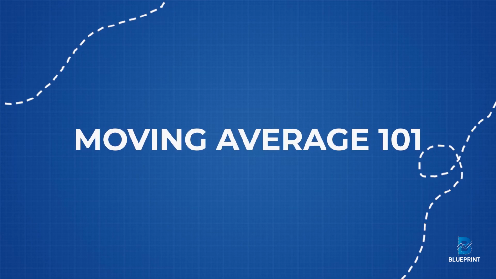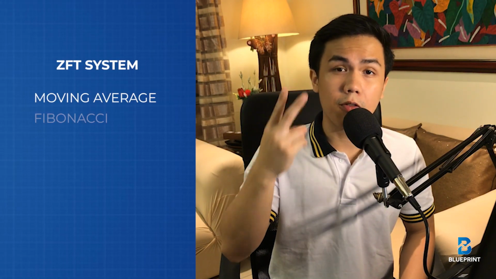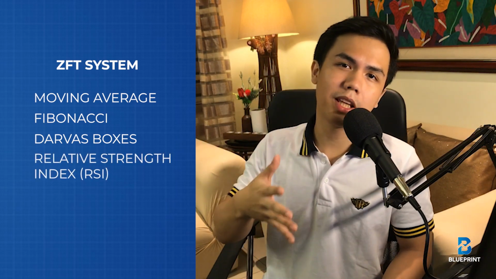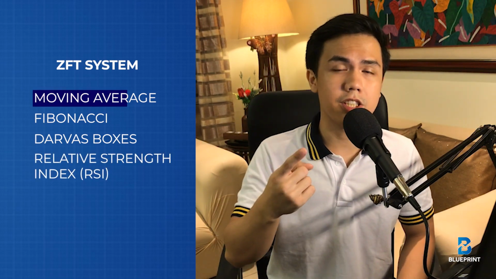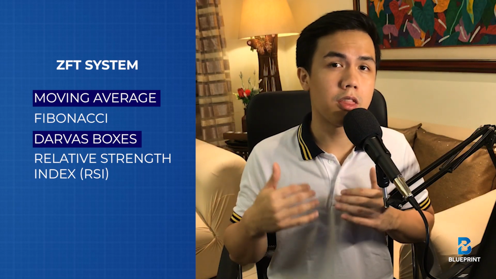And today, you're gonna learn something new, or I hope it will supplement your learnings about this indicator, moving average. In the ZFT system, there are four main indicators that we use, no? Moving average, Fibonacci, Darvas box, and RSI. So in Blueprint, you're gonna learn more about moving average and Darvas box, right? So today, we're gonna start with the moving averages.